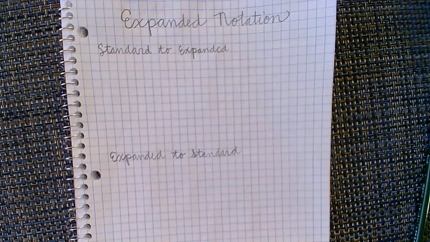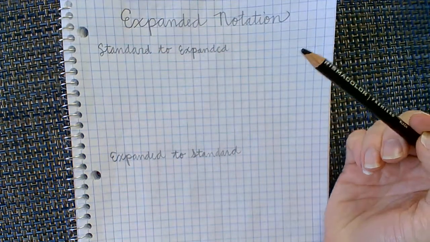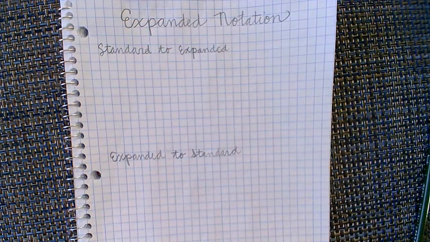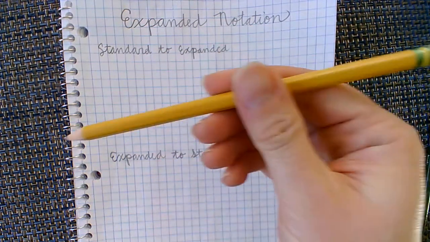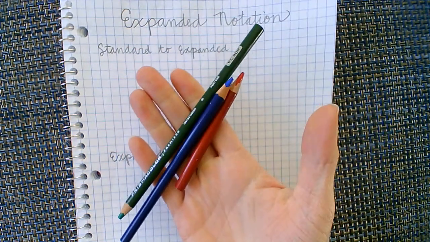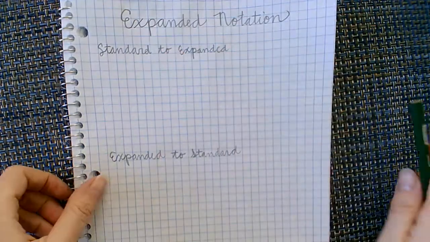Today we're going to do some work with expanded notation. We'll go from standard to expanded notation and expanded to standard notation. Useful materials include a pencil, and it might be nice to have colored pencils, red, green, and blue. Let's talk about why.